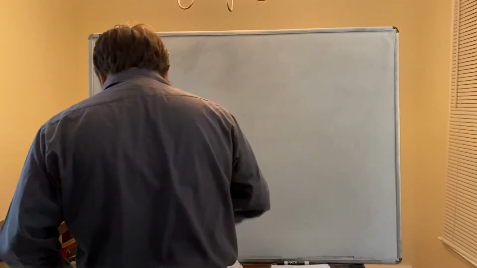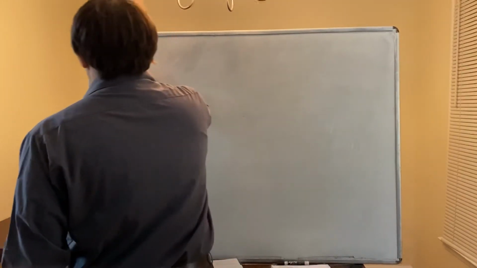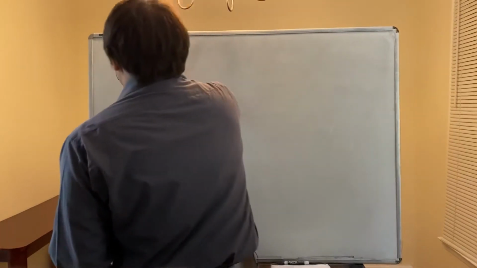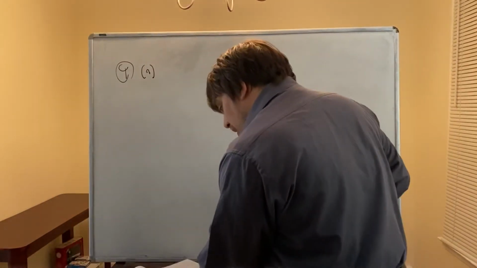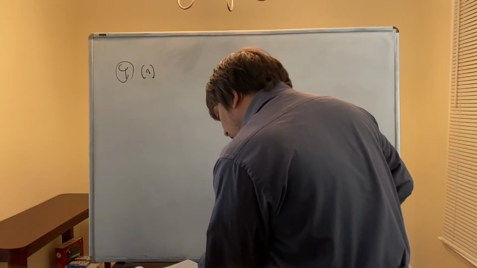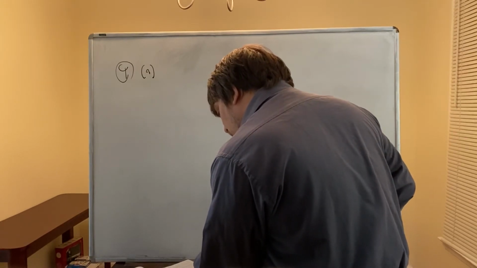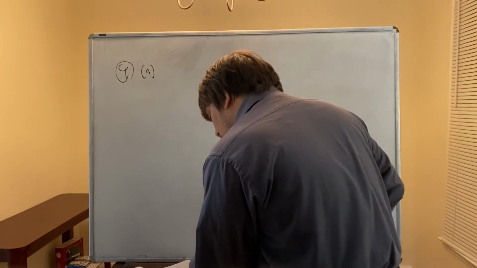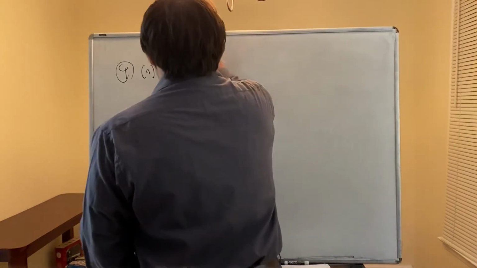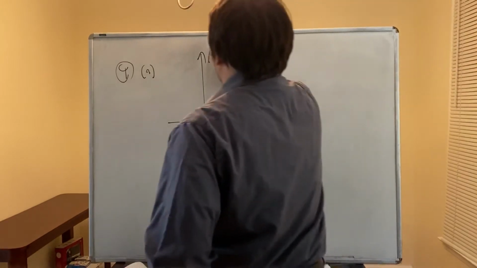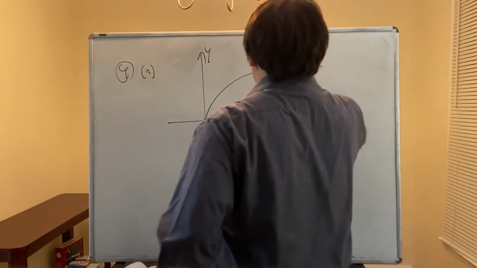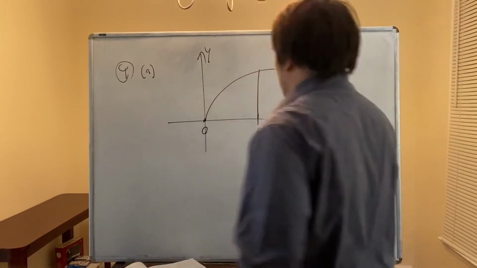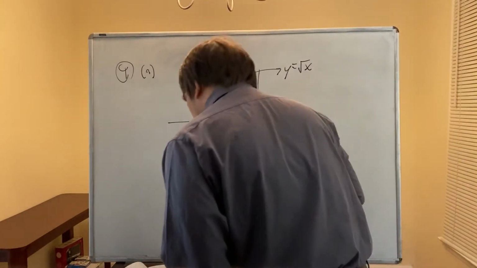Okay, so for 4.1, number 4, there's parts A and B. Let's do part A. Part A is estimate the area under the graph of f of x equals the square root of x from x equals 0 to x equals 4 using 4 approximate rectangles and right endpoints. So here's f of x equals the square root of x. That's y equals the square root of x. This is x equals 0 to x equals 4. That's the region on the graph from 0 to 4.